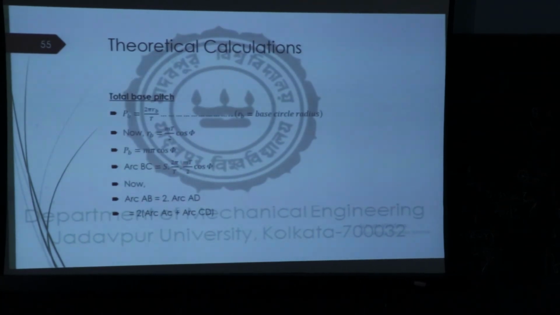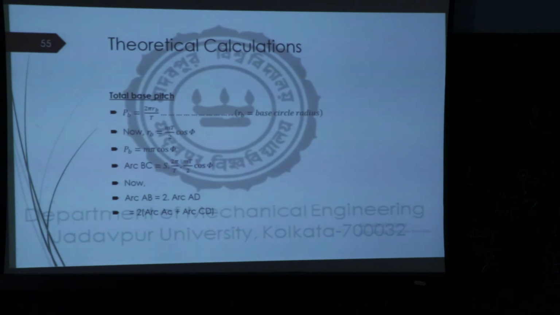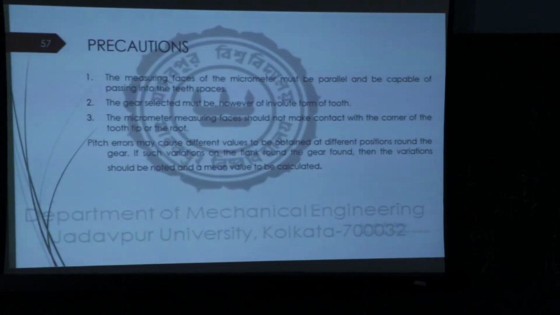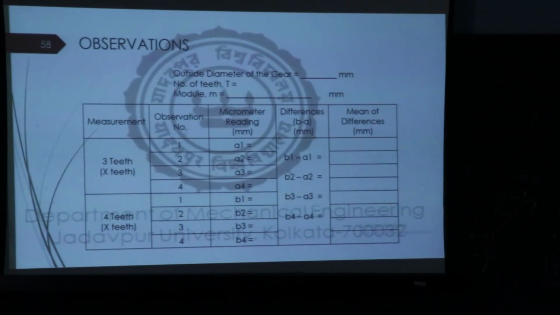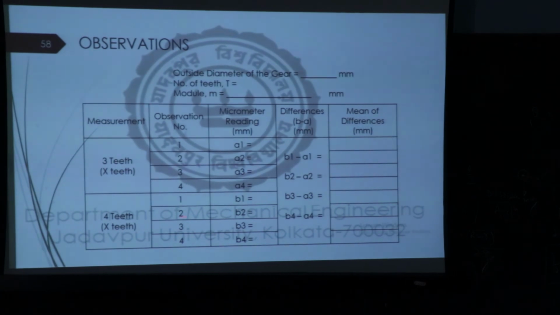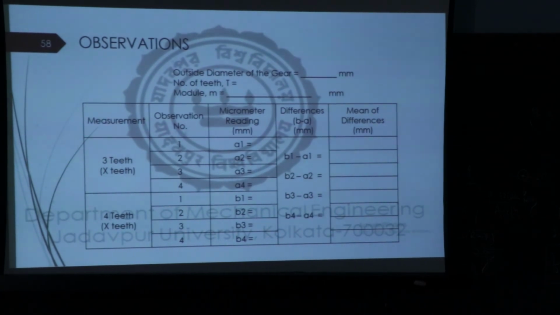So, it is a summary again of the different dimensions. This procedure will be shown to you again. Invalid precautions you have to take. Observation, that is the x and y: over 3 teeth you will take some dimension, again over 4 teeth you will take some dimension, and go on taking the difference reading.